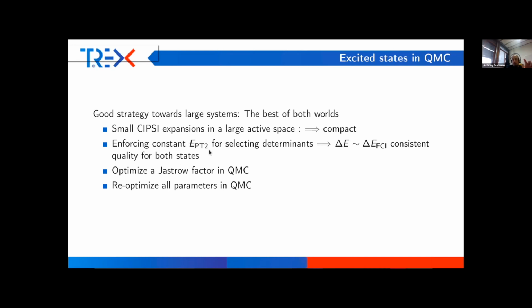EPT2, a constant perturbative correction at the CIPSI level for the selection of determinants, such that we expect that the energy difference we have for the variational wave functions is close to the energy difference that we would get at the full CI level. And so this guarantees consistency between the two states. And then we optimize the Jastrow factor, and we optimize all the CI coefficients in QMC. And then we're able to optimize large systems and calculate the excited states.